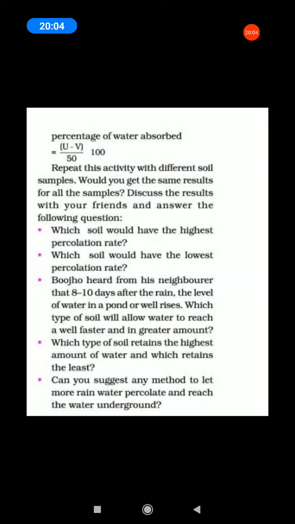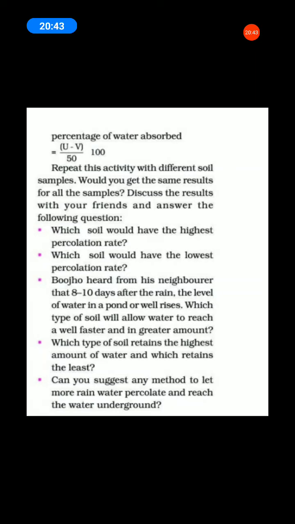Now we are going to discuss the questions. All of you take your pencil and write the answer near the question. Which soil would have the highest percolation rate? Sand soil. S-A-N-D. Sand soil. You write the answer near the question.